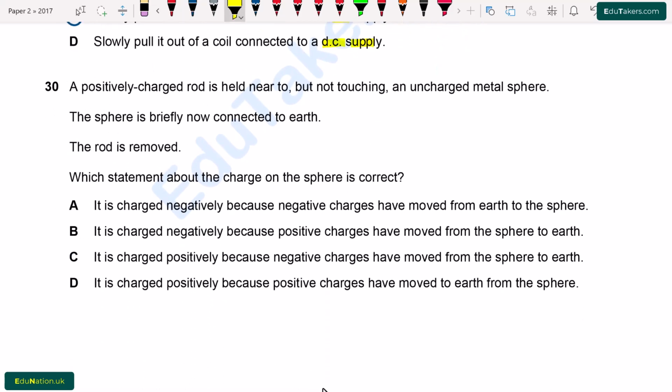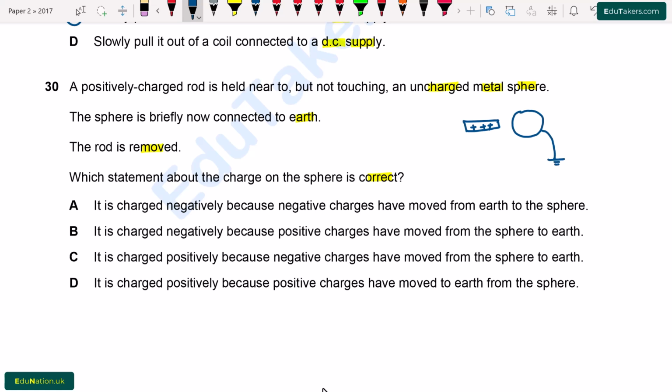Question number 30. A positively charged rod is held near to but not touching an uncharged metal sphere. The sphere is briefly connected to the earth. The rod is removed. Which statement about the charge on the sphere is correct? First of all, we have a metal sphere which has no charge, and there is a positively charged rod close to this sphere but not touching it. It has positive charge. This metal sphere is connected with the earth.